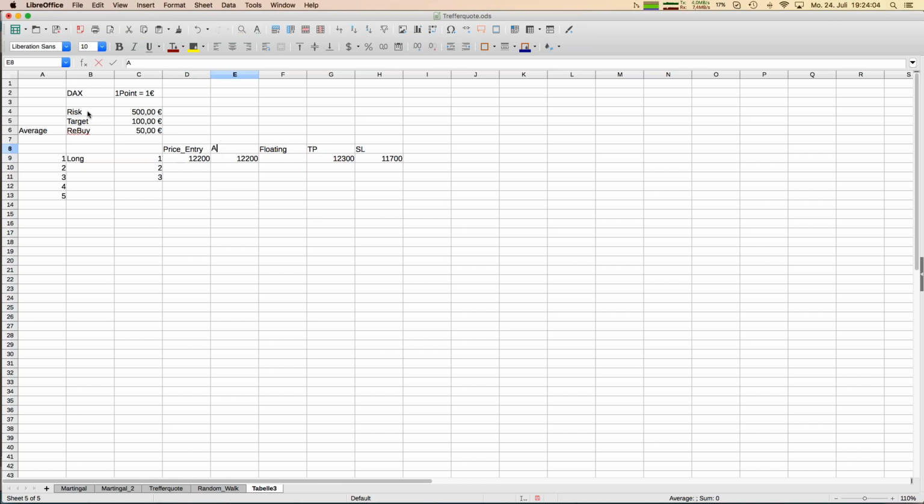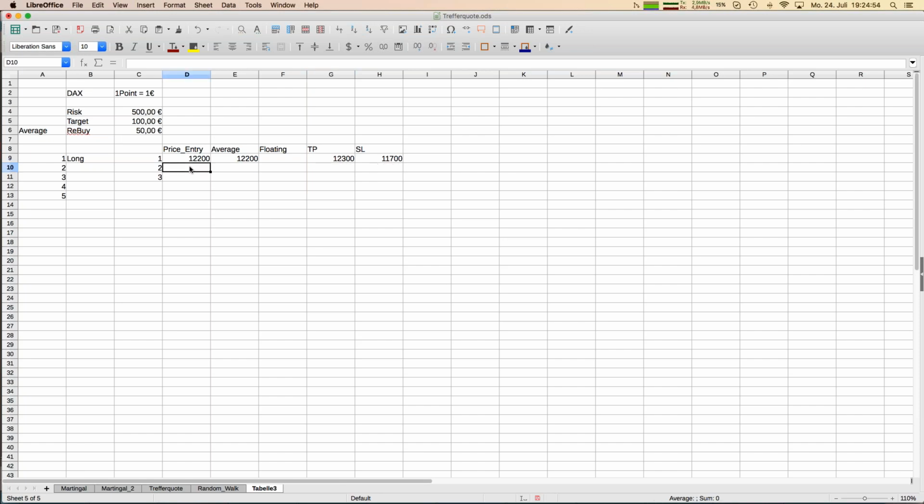Sorry for all the German words here, but anyhow, of course, our average price is 12,200 as well, no question, because we just have bought it. We have no floating losses. Spread is 0, no commission, for simplicity reasons. But now let's think about our take profit and our stop loss. Since 1 point is €1, calculation is easy. So what we know is if we buy at 12,200, then take profit is 100 points above, because we have a target of 100 euro. Okay, got it. Stop loss is 500 points below, far away. Perfect.